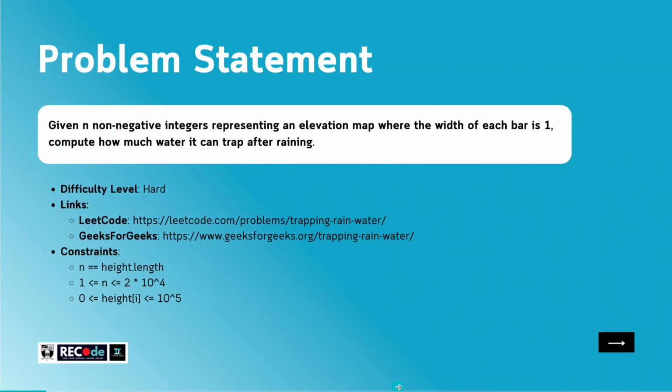The problem statement: given n non-negative integers representing an elevation map where the width of each bar or block is 1, compute how much water it can trap after raining. This is a difficulty level hard question on LeetCode. It's also available on Geeks for Geeks. There are 3 constraints mentioned.